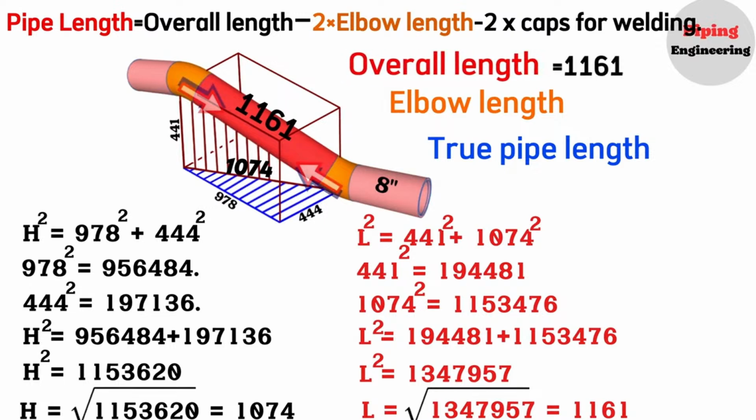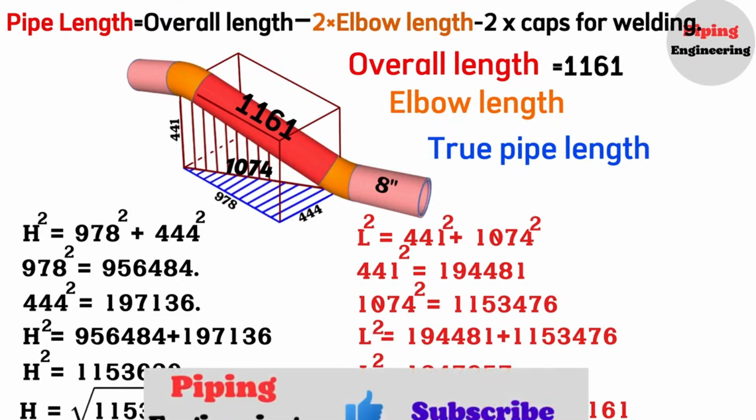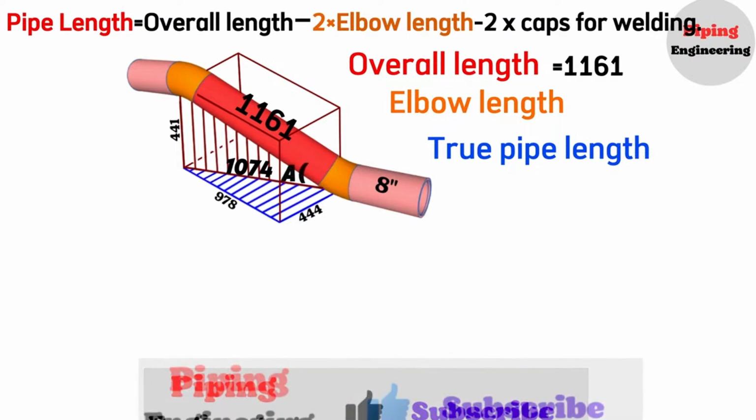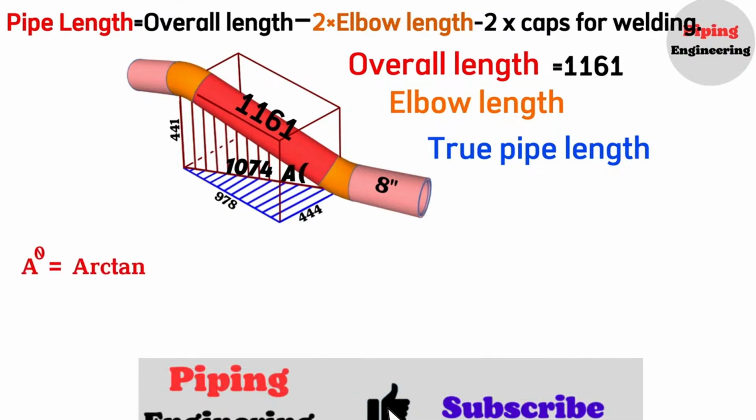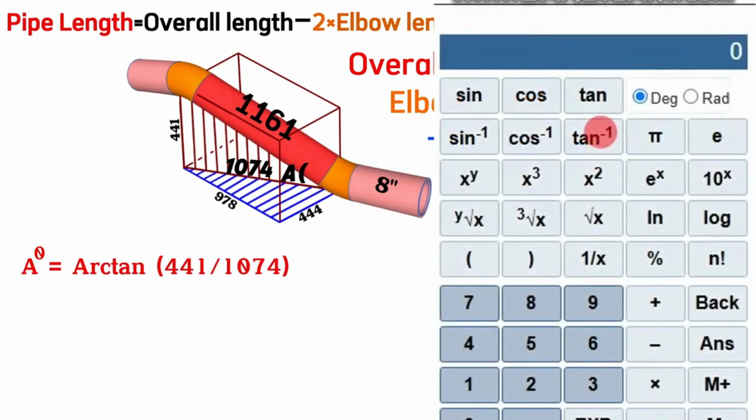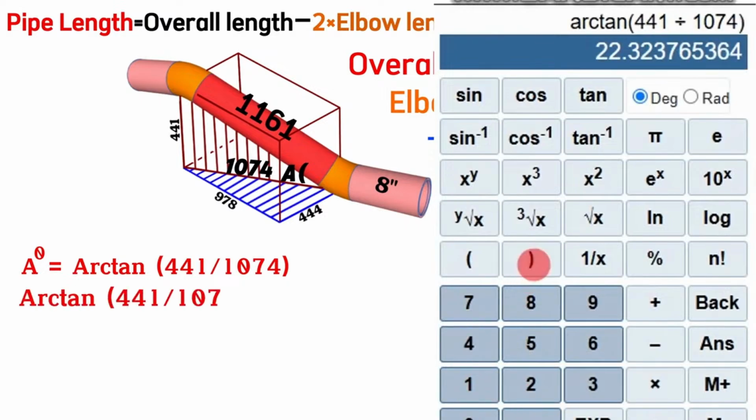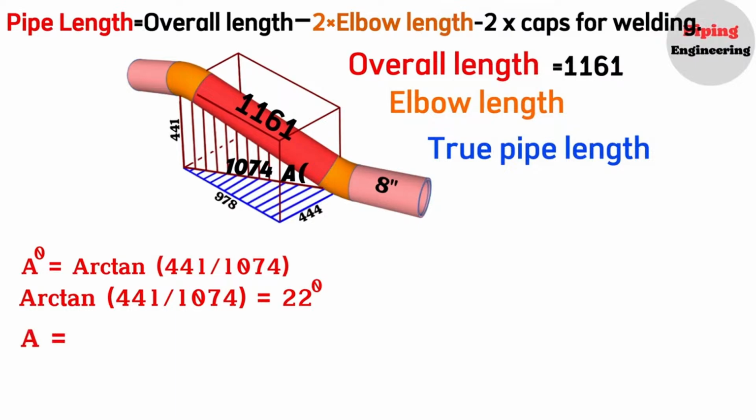Now let's calculate the elbow degree for these dimensions on this pipeline. To find the elbow degree, we will use a trigonometric function. If we denote this angle as A, then A degrees will be equal to the arctangent of 441 divided by 1074. Using a scientific calculator, the arctangent of 441 divided by 1074 equals approximately 22 degrees. So, we calculated and found that the cutting angle of these elbows is 22 degrees on the 8-inch pipeline.